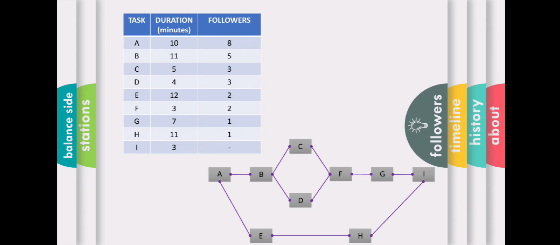So task E has 2 followers, only H and I. Task F has only 2 followers, the same with E, J, and I. And last is task H, which only has 1 follower, which is I, and I has no follower since it is the last task. I almost forgot, the task G has also 1 follower, which is I.